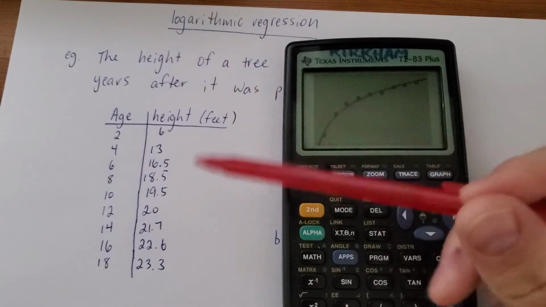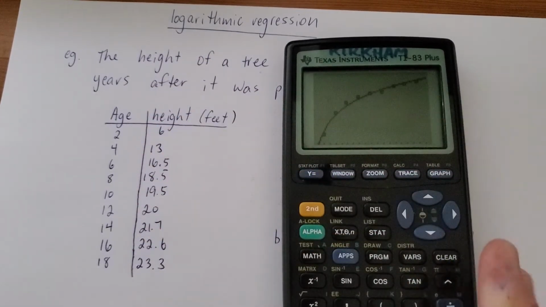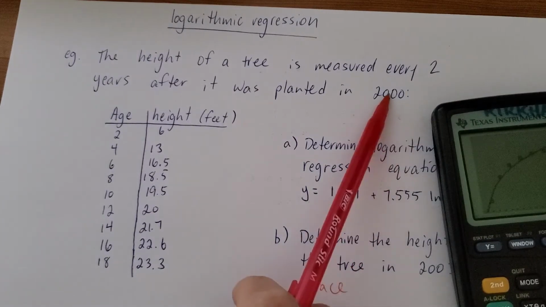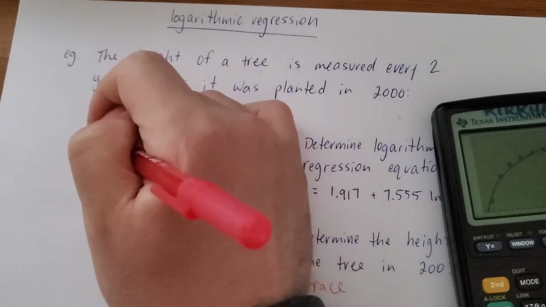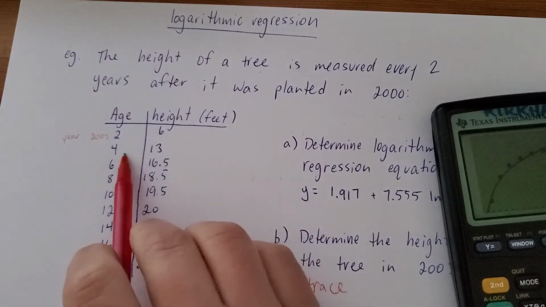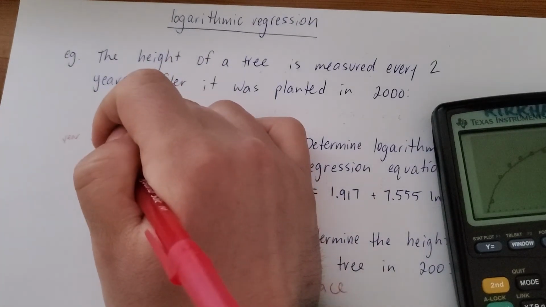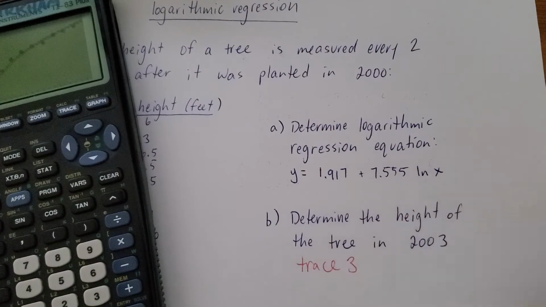The y, no, it is x. The x values are age, and the tree was planted in the year 2000. I made this nice for us. So when the age is 2, that would be the year 2002, right? So 2003 would be an age of 3. So we are going to trace 3.